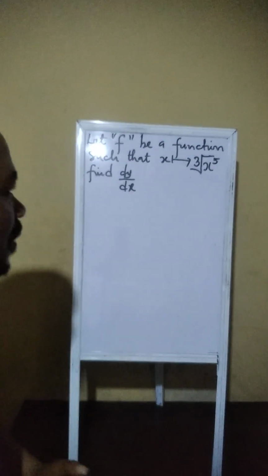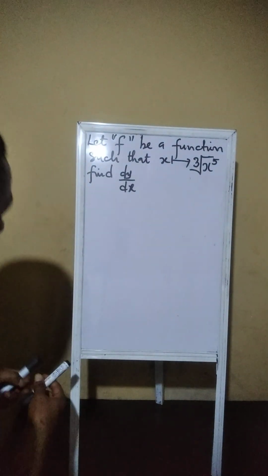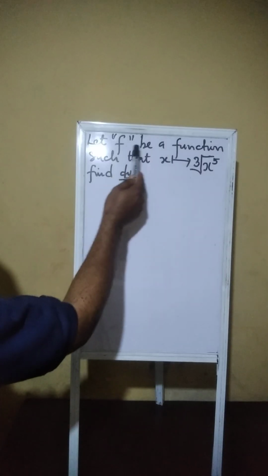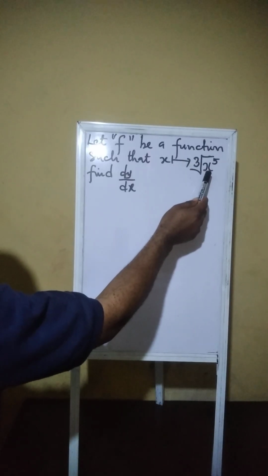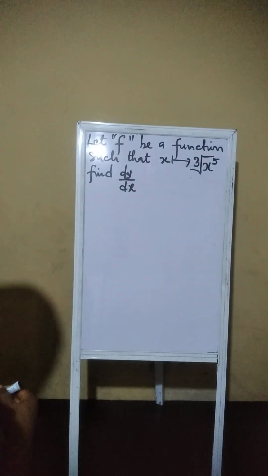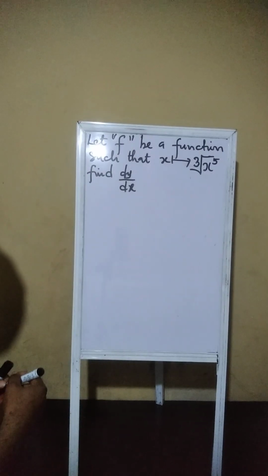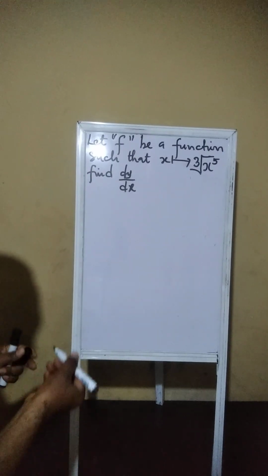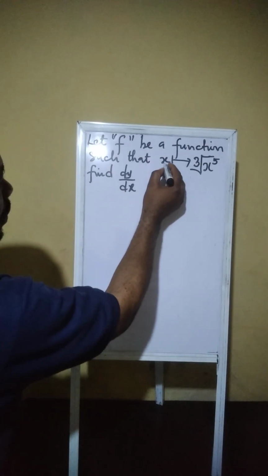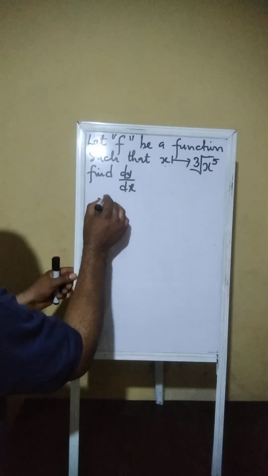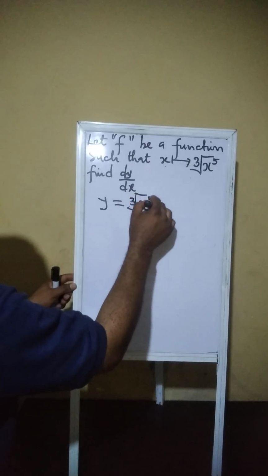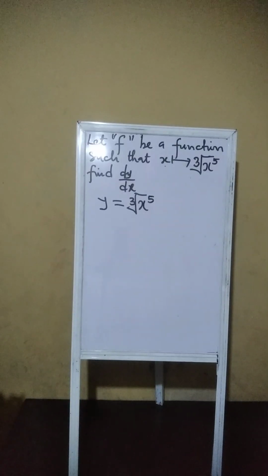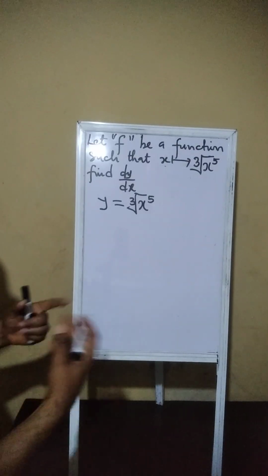Let's go. Now, this question is this. Let f be a function such that x maps to the cube root of x raised to the power of 5. Find dy/dx. Now how do we start this? Note that x maps means y, and y is now equal to the cube root of x raised to the power of 5. Now I'm going to use the normal method first, which is the differentiation method.